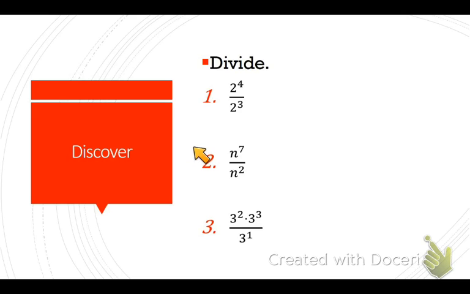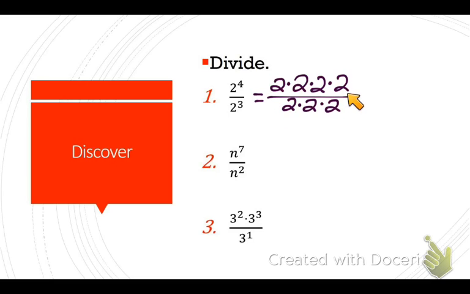So let's record these. Just like yesterday, 1, 2, and 3 are written horizontally. So if we have 2 to the 4th divided by 2 to the 3rd, we're going to try to figure out what we could end up with. So write all of these down.